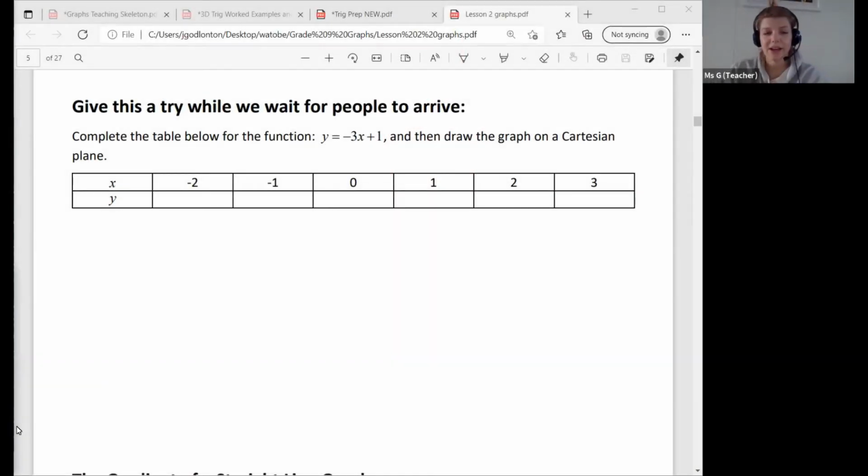If anyone is struggling with anything on this question, you're welcome to unmute and ask, or you can type in the comments. I don't mind, whichever one you feel more comfortable with. We're just going to wait until we have more people joining us at 5, and while we're waiting, you can work on this question.